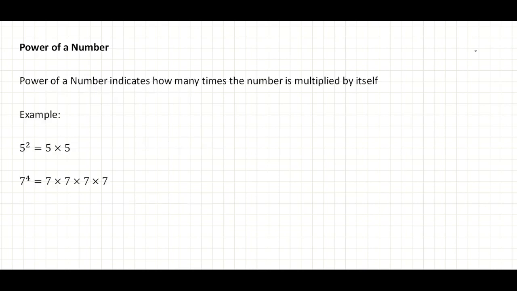So the power of a number indicates how many times the number multiplies itself. So 5 squared is 5 multiplied by 5. 7 to the power of 4 is 7 four times. So you multiply 4 times.